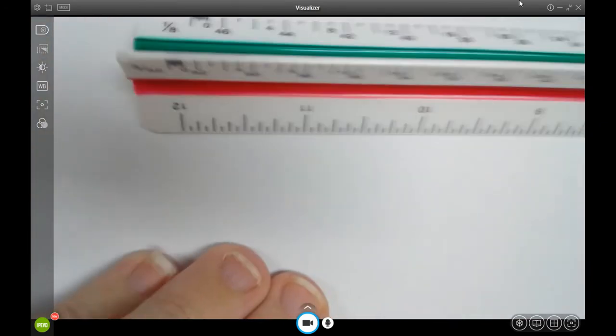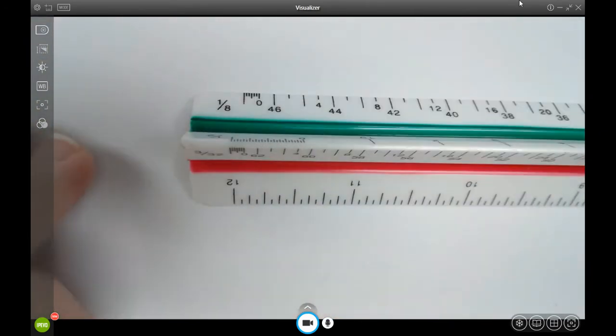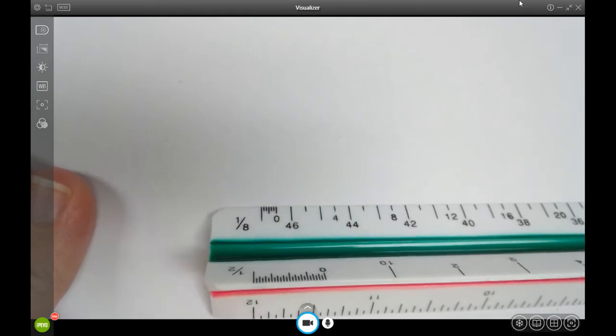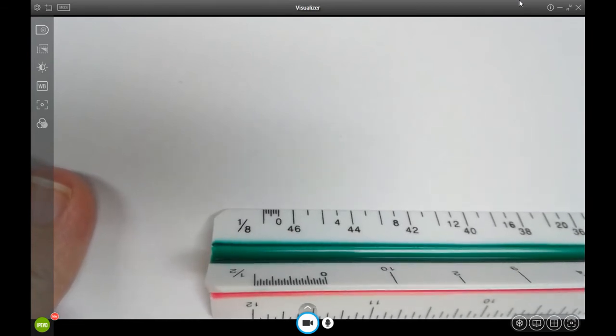So the 1/8 of an inch notes, got to readjust here. I apologize, I'm running out of room on my desk. Okay. The 1/8 of an inch, flip my scale. Okay, there we go. Move this down so we can see things a little bit more.